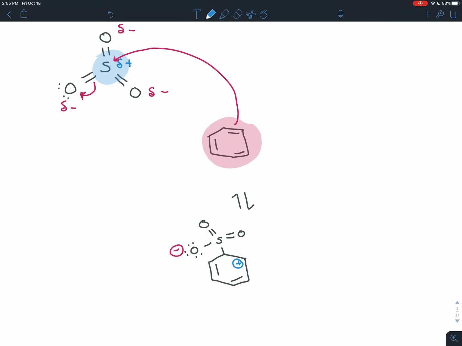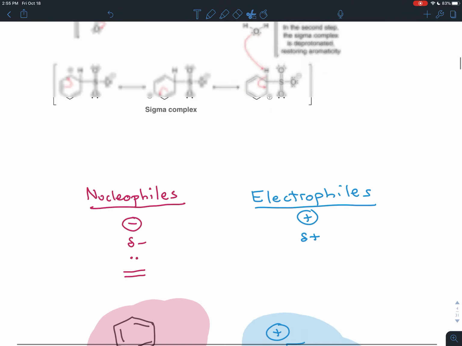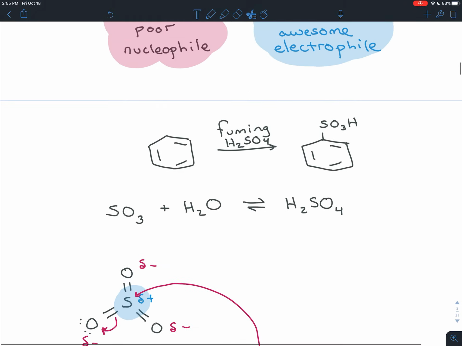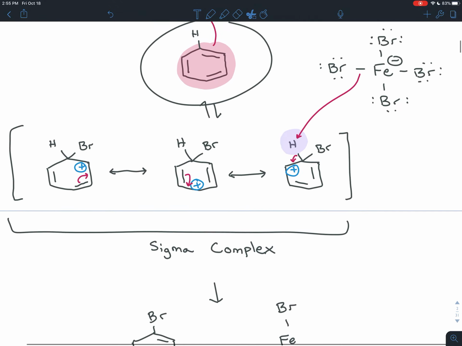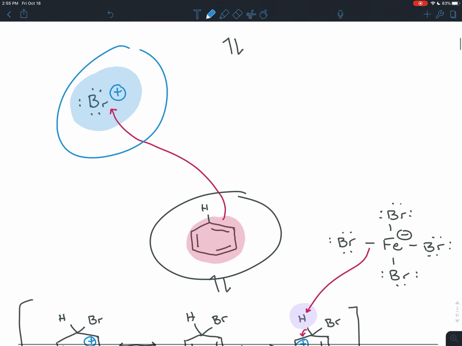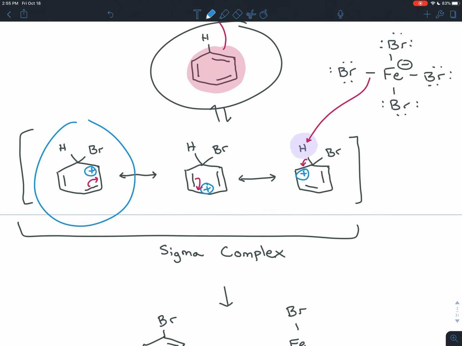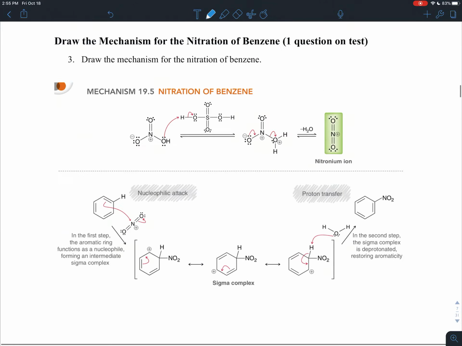Well, at this point, you might recognize the similarity between this reaction and bromination. Remember that after bromination, we also formed this intermediate with that positive charge. We had our good electrophile, the benzene attacking it, and you form this positively charged intermediate here. So you could do that same thing here. You see the pattern.